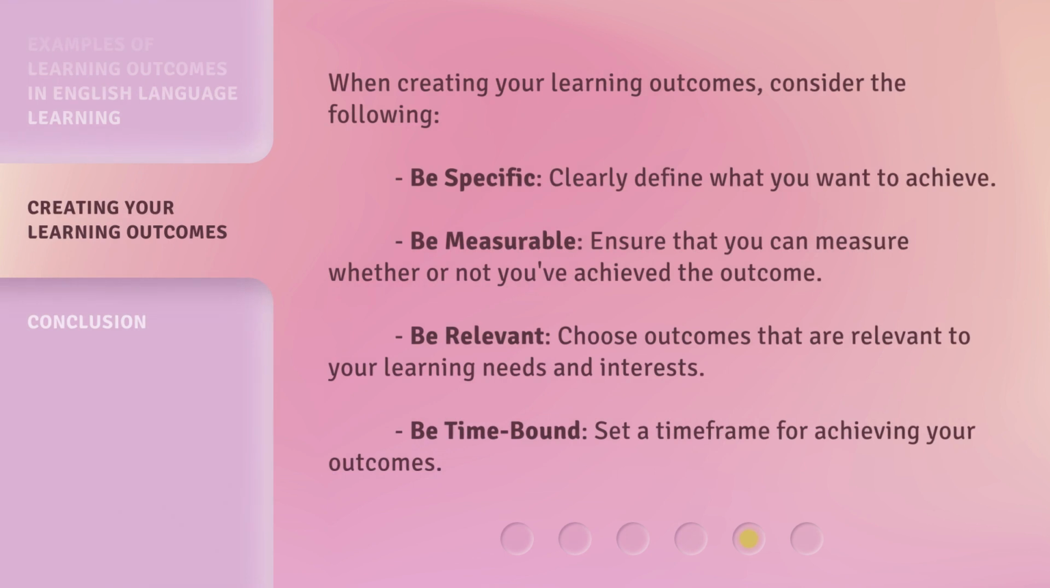When creating your learning outcomes, consider the following. Be specific. Clearly define what you want to achieve. Be measurable. Ensure that you can measure whether or not you've achieved the outcome. Be relevant. Choose outcomes that are relevant to your learning needs and interests. Be time-bound. Set a time frame for achieving your outcomes.